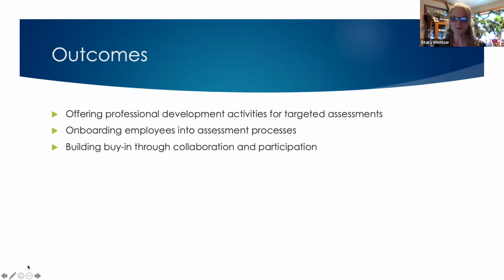Okay, so the outcomes from our presentation today are pretty simple. The first one, we'll be offering professional development activities for targeted assessments, onboarding employees into the assessment processes, and building buy-in through collaboration and participation. If I had to pick one of these three, I would say that third one is probably the most important and maybe one of the most challenging things that Jennifer and I have probably encountered throughout this process. Next slide, please.